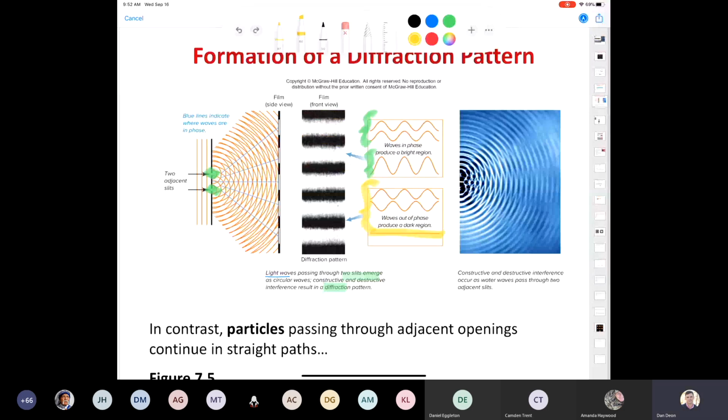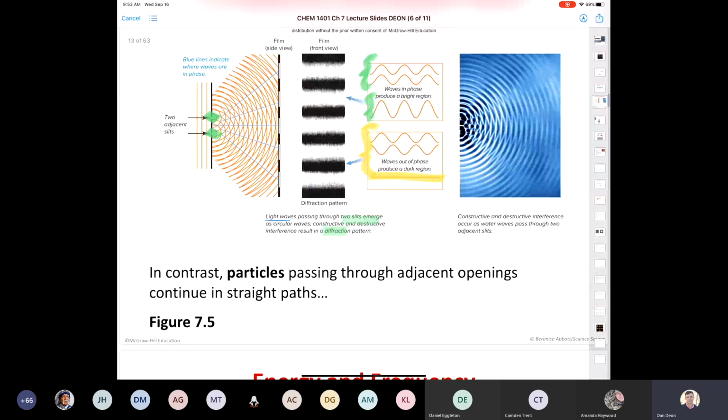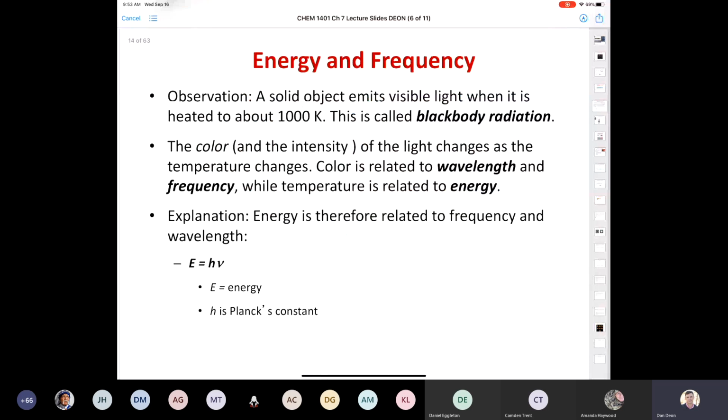All right, and then it says here, constructive and destructive interference occur as water waves pass through two adjacent slits. There we go. Well, with that in mind, let's move on from here and let's talk about energy and frequency for a little bit.